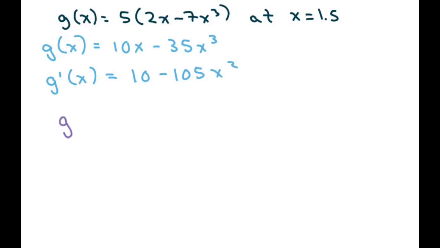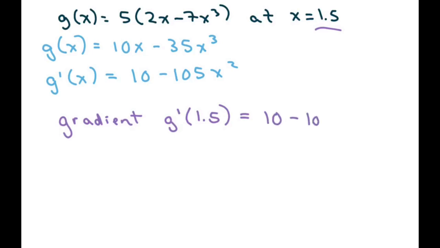The gradient is where you evaluate the derivative at, in this case, 1.5. So you just plug that in to your x's. 1.5 squared, and that's going to equal negative 226.25.